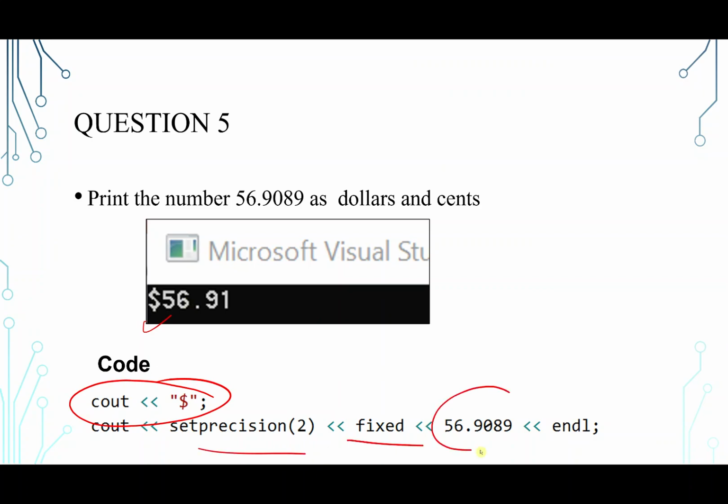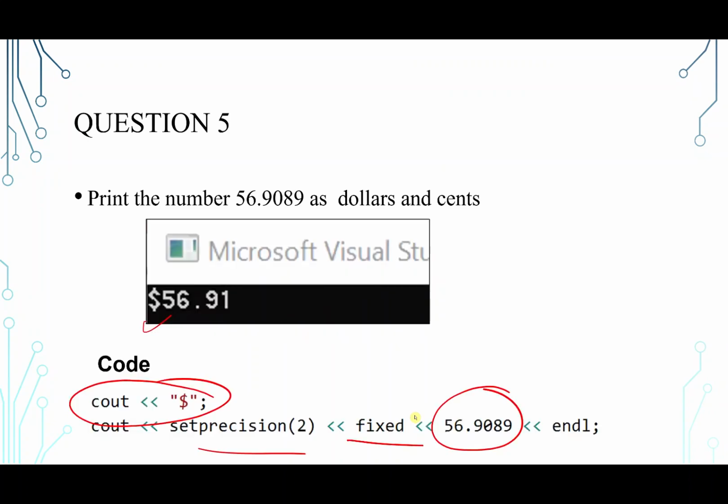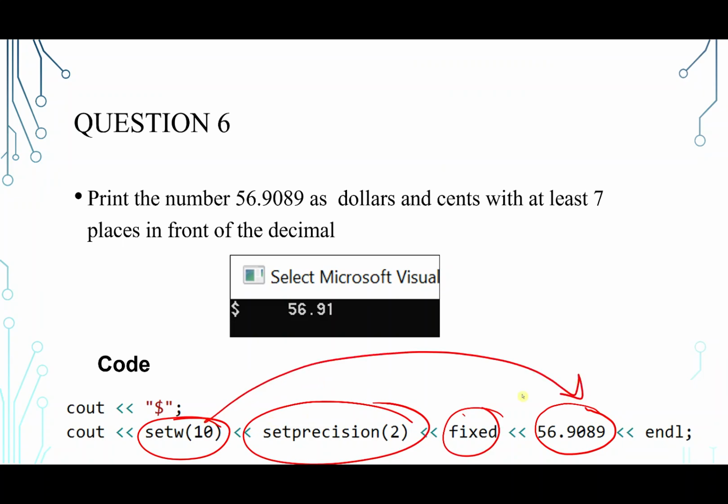So print the number 56 as dollar and cents with at least 5 places in front of the number. You just need to have setw above all this, right? So here it is, setw with 10 numbers. Then this is the actual output. These are string manipulators. So this is affecting only this one.